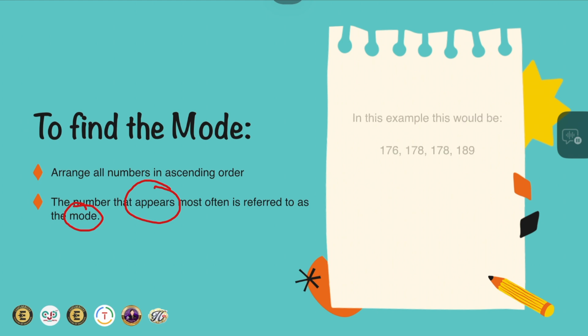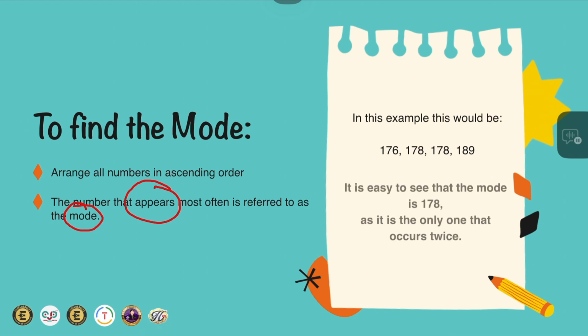For the example just now, we have 4 boys, and these are their heights, already arranged in ascending order. Which one occurs more than one time? We can see 178, 178, which occurs 2 times. So we can determine the mode is 178, as only that occurs twice, the others only occur once.